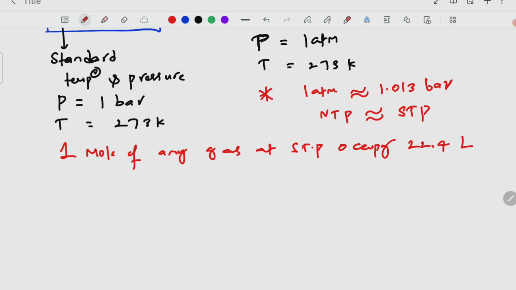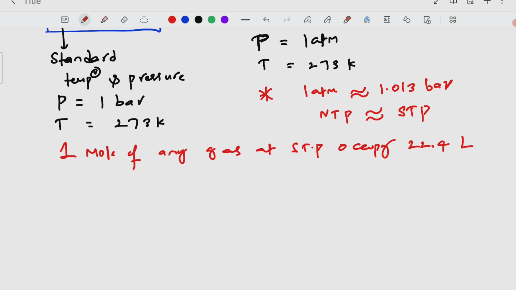I am repeating, 1 mole of any gas at STP or NTP, we consider both as same, occupies 22.4 liters. Keep in mind, both we refer to as same. Questions will be discussed later after completion of important terms in this particular chapter.